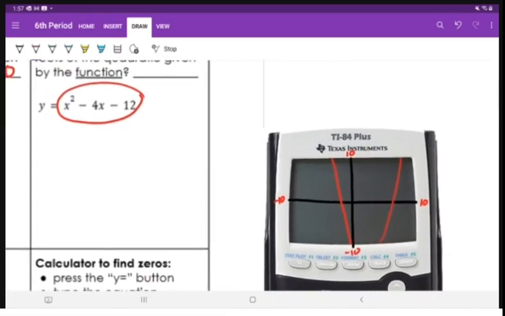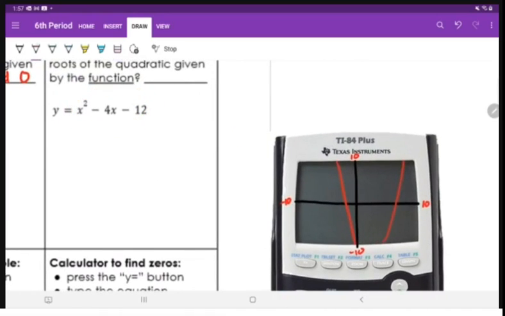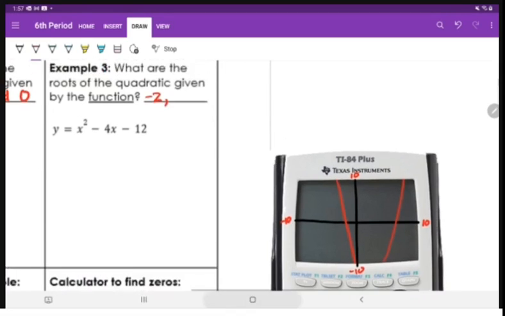Can I get a volunteer to tell me what one of my roots is? 6, 0. I see the 2 is on the left, so that's -2. And then I heard somebody else say the other number? 6. Goodness. So our roots are -2 and 6. We can just see that right here on the picture.